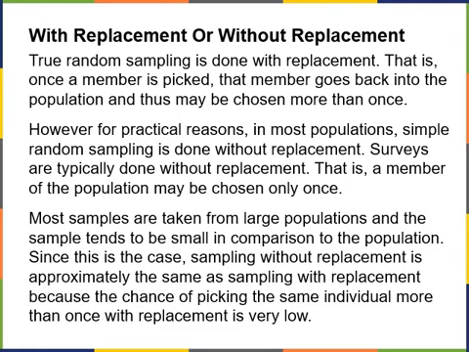So what we usually do here is simple random sampling, and we do that without replacement. Surveys are almost always done without replacement. That is, a member of the population can only be chosen once. Most samples are taken from large populations, and that sample tends to be small in comparison to the population.